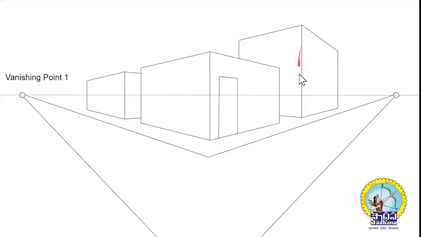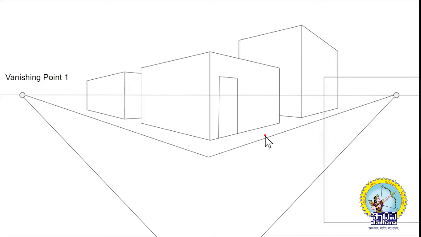Same thing over here. Here, this is the center of the building. This is the line. For this side of the line, you're using this vanishing point. This side of the line, you're using this vanishing point. Same thing here. This is your center line. This is the corner. For this side of the corner, you're using this vanishing point. This side of the corner, you're using this vanishing point.